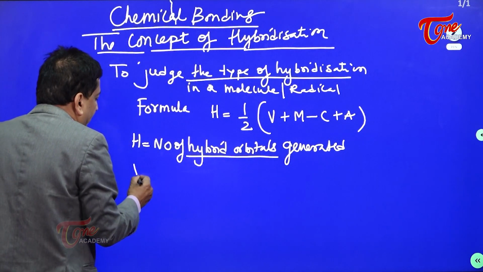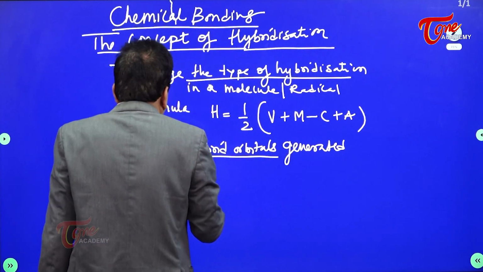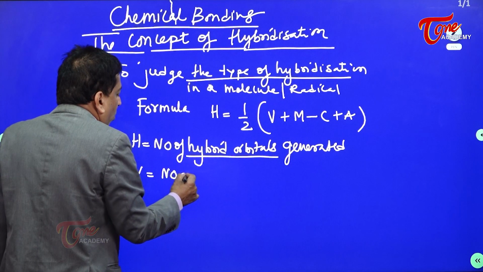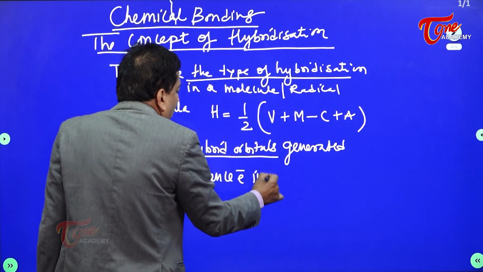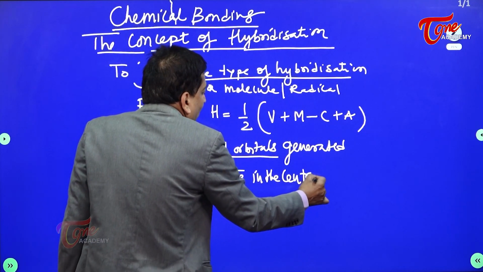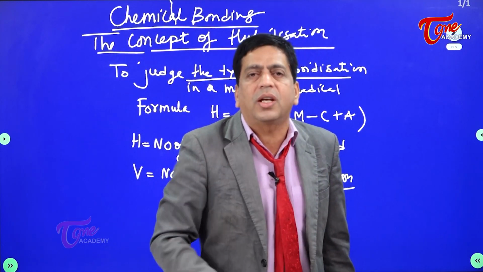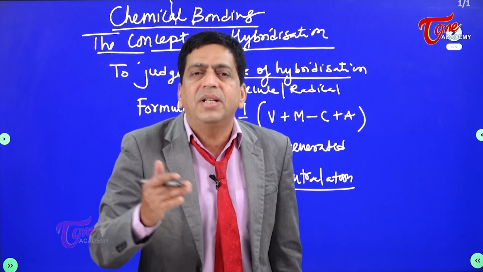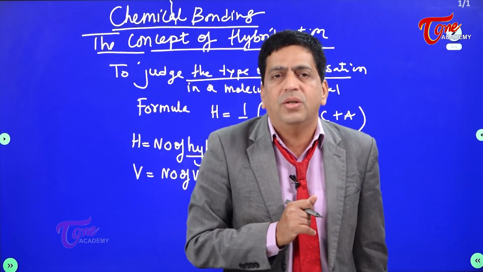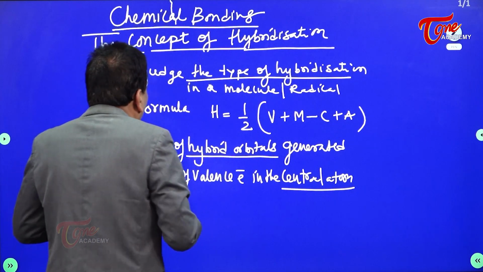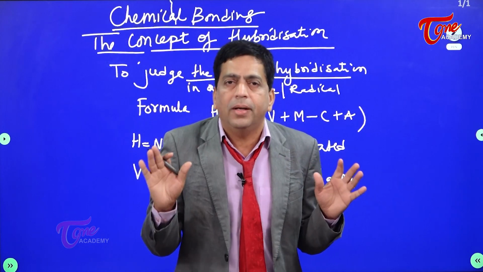Now what is V? V is the number of valence electrons in the central atom. Now, what is the central atom? The central atom is that in which hybridization is taking place. The central atom is where the intermixing of atomic orbitals is taking place. That is called the central atom. So, H is nothing but the number of hybrid orbitals generated.